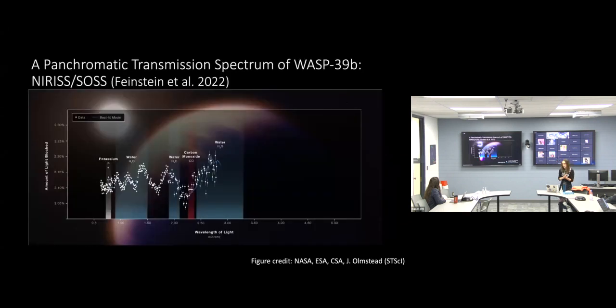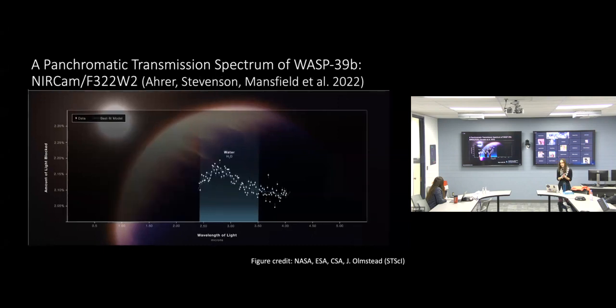All right, so I'm just going to give a brief summary of what we found for WASP-39b with that transmission spectrum program. So like I said, this was a transmission spectrum pieced together from 4 different instruments on the telescope. The first is NIRISS SOSS, and here I'm showing the transmission spectrum from that part of the observation. And you can see that we detected potassium, water, and carbon monoxide in the planet's atmosphere.